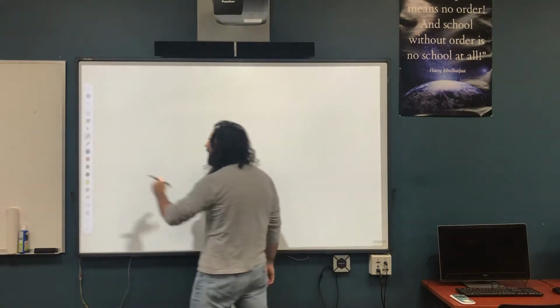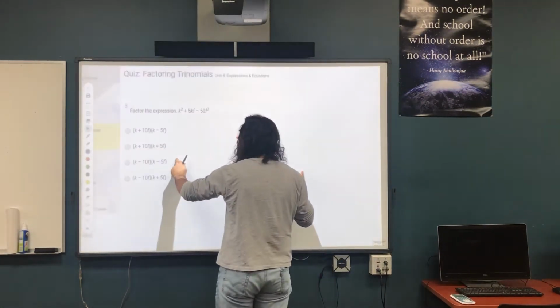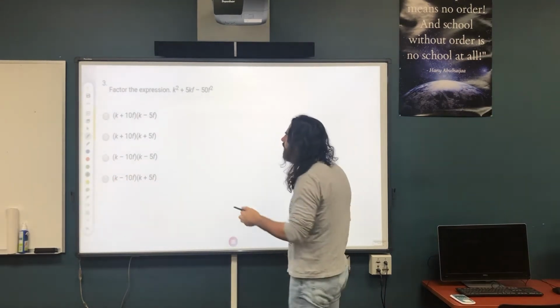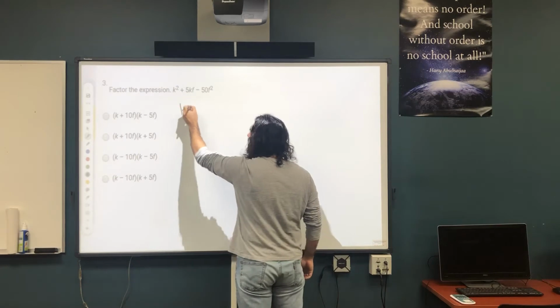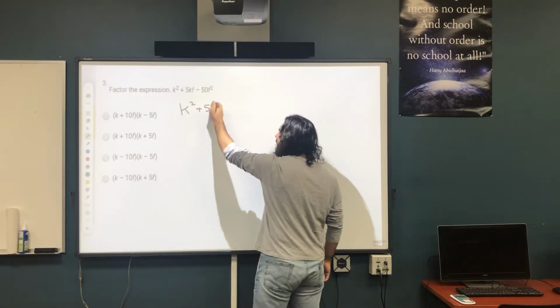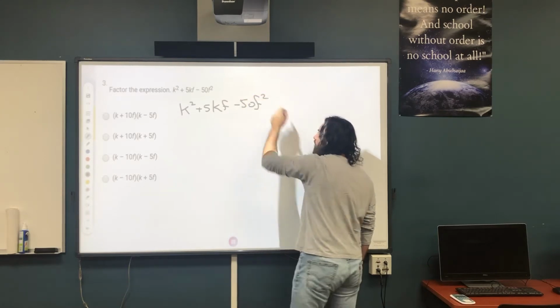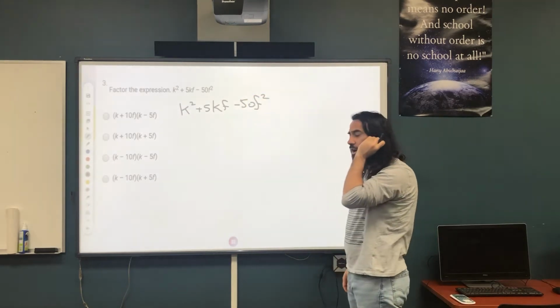Now this one, they are using a variable. The same thing, guys, there's no difference. You just do it step by step, slowly. So let's think, we have k squared plus 5kf minus 50f squared.